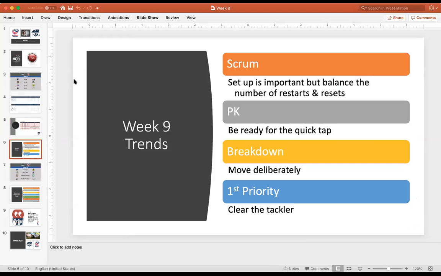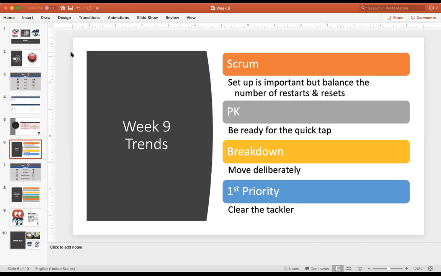Trends for the week, if you go to slide 6: we are focusing on our setup at the scrum, but I just wanted to remind people to think about how many resets is too many resets and how many restarts, because we don't really count those, how many restarts is really tolerable. And that's just a balance thing that we have to work towards. Penalty kicks, this is something Peter had pointed out earlier in the season, and we're still kind of seeing it, but just be ready for the quick taps. We should have awareness of where on the field they're probably going to use those, and then just be ready for it.